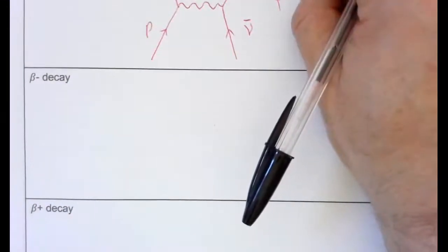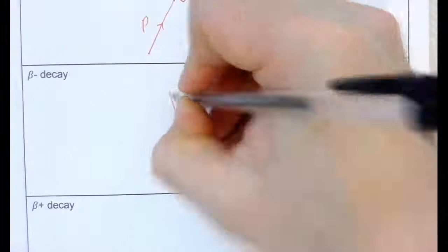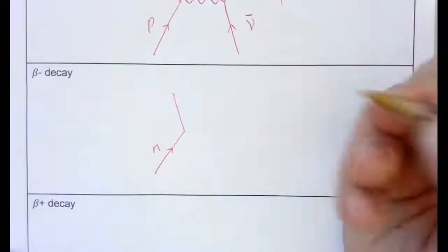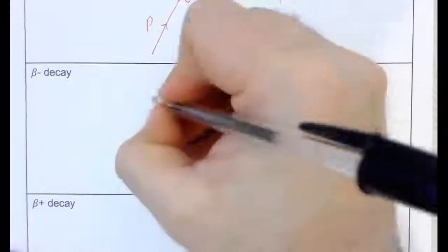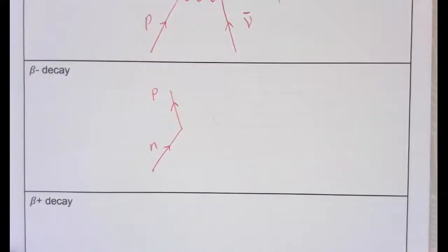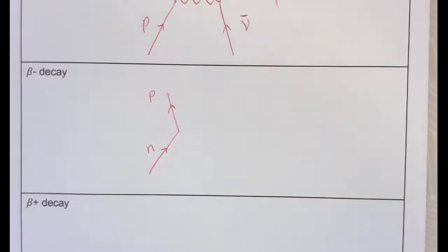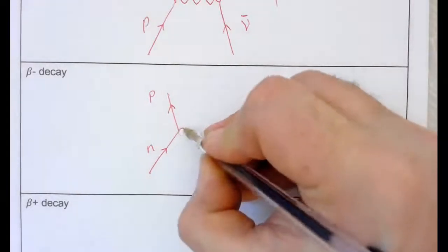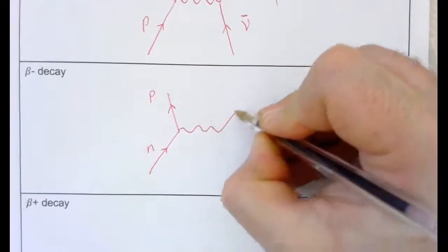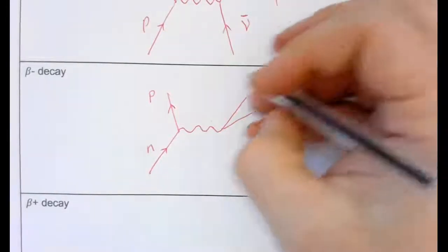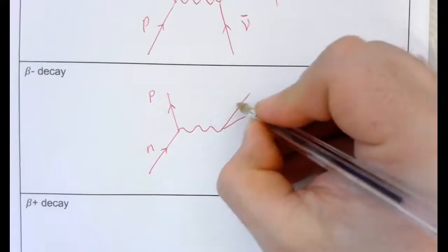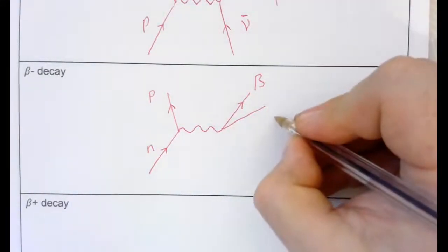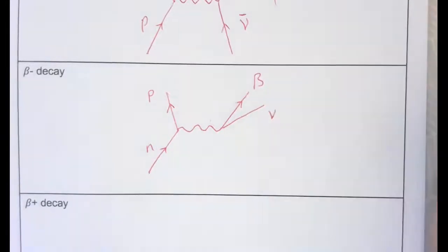Next thing we need to know about is beta minus decay. This happens in neutron rich nuclei, and we start off with a neutron that gets converted into a proton. So we spoke about this last week, I think it was. So the proton number of the nucleus will increase by 1, but the mass number, the nucleon number, will remain constant. This emits our W boson, which then decays into a beta particle and a neutrino of some sort.